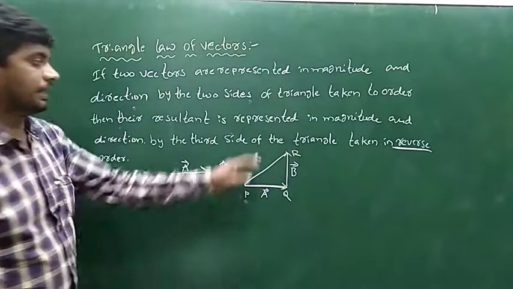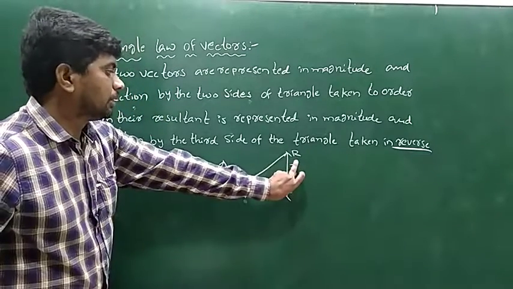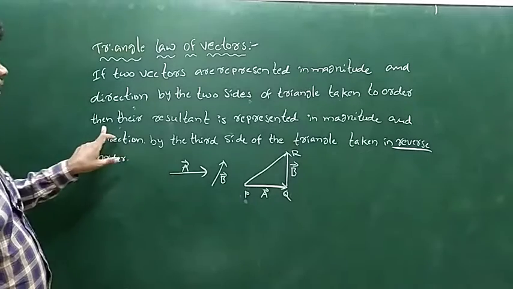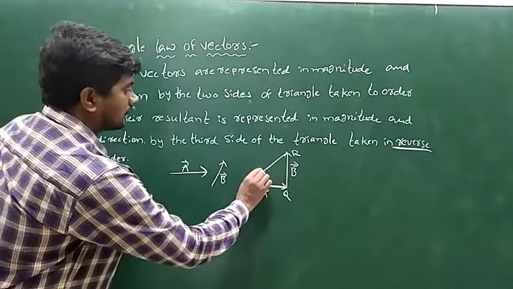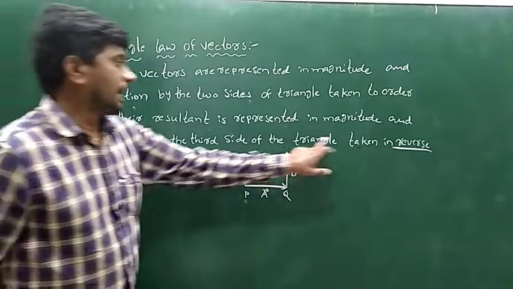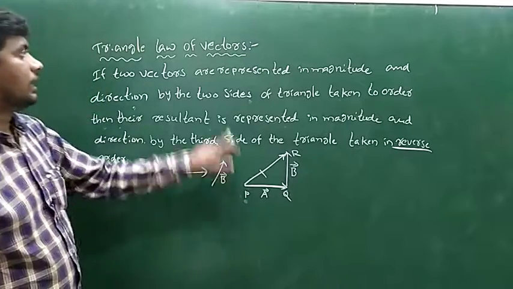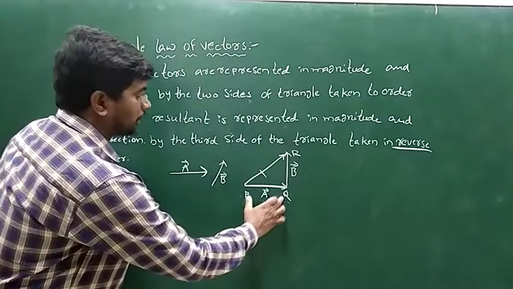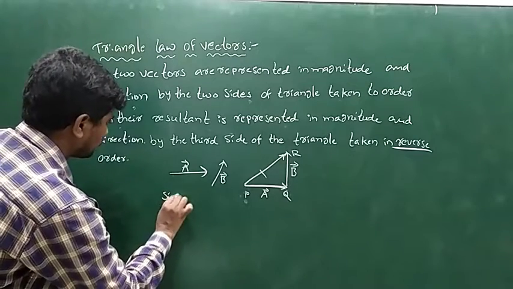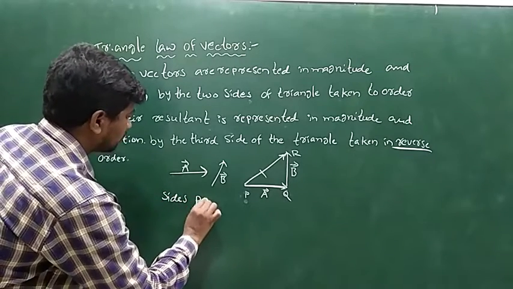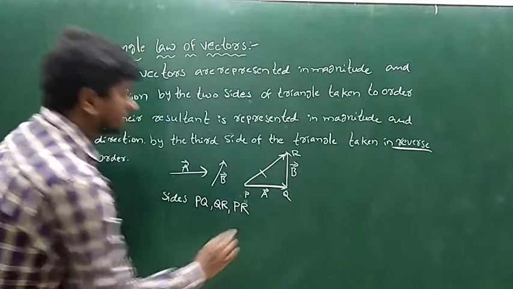To draw a triangle, the direction of A bar and the direction of B bar are the two sides. Then the resultant is represented in magnitude and direction by the third side. The third side is the third side of the triangle taken in reverse order. This triangle is in reverse order. This is called triangle of vectors. The sides PQ, QR and PR are the three sides.